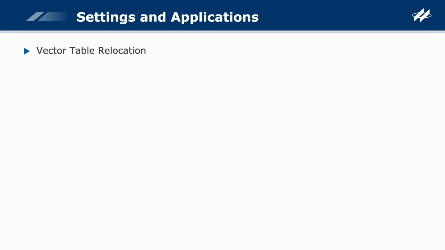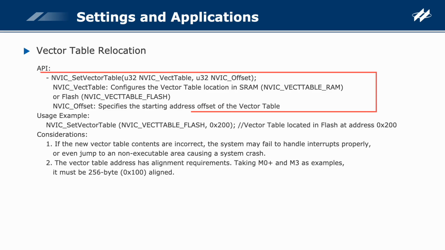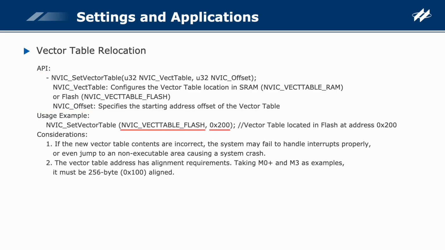The final section will explain how to relocate the vector table. Vector table relocation can be achieved through the NVIC_SetVectorTable API. The first parameter, NVIC_VectTab, specifies the memory for the vector table allocation, with options for either flash or RAM. The second parameter, NVIC_Offset, specifies the memory offset from the vector table base address. Usage example: set the memory to flash and set the offset to hex 200.